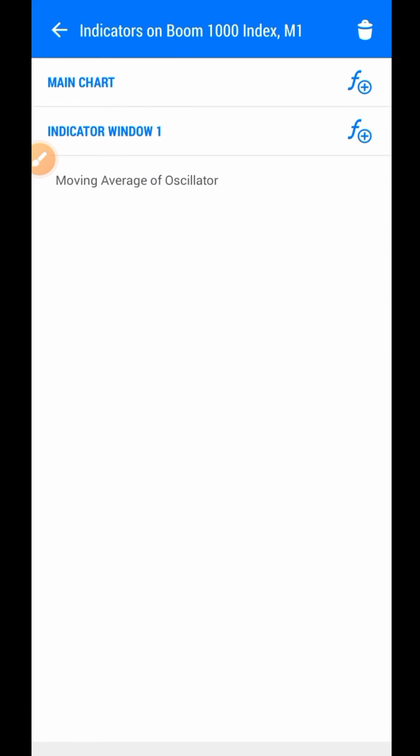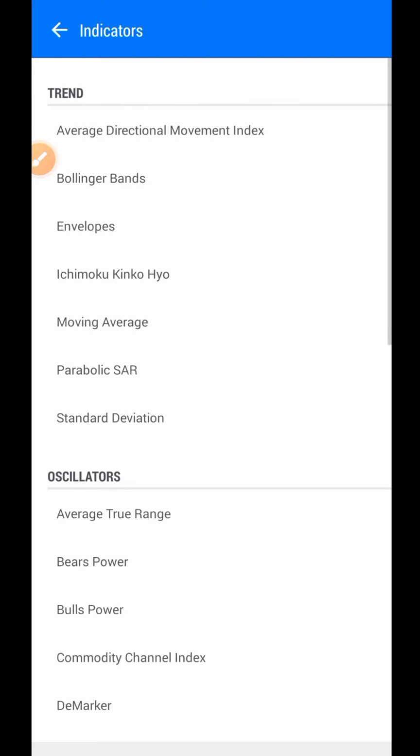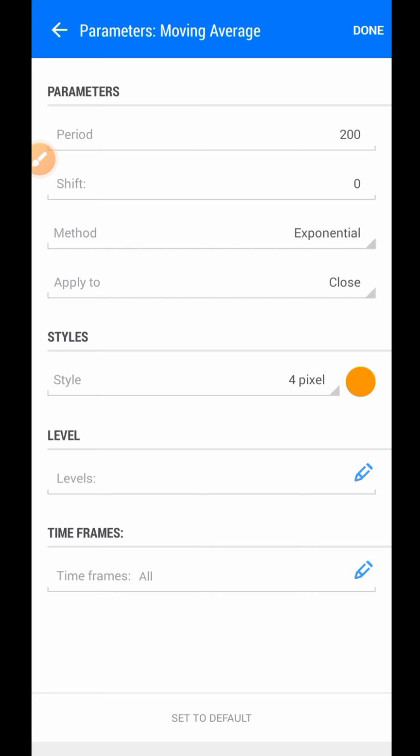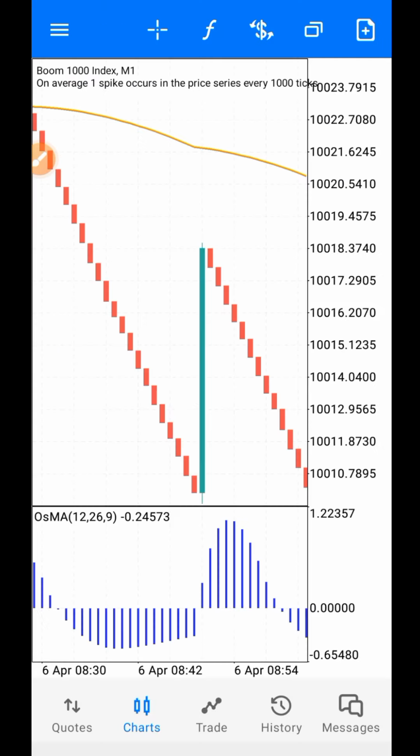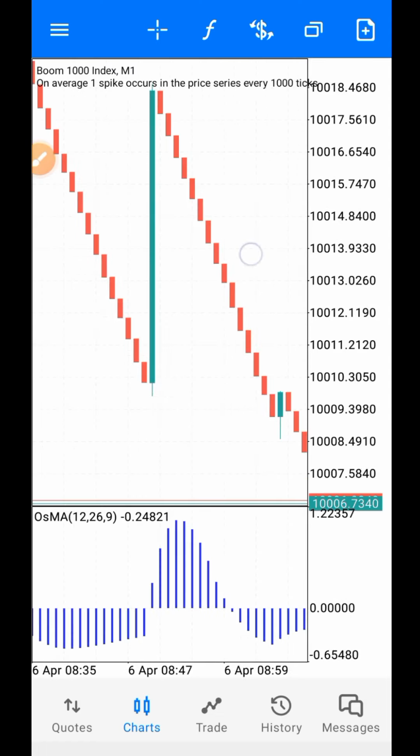So after that, come to the main chart again, click on the F plus, find the moving average, normal moving average this time around, not moving average of oscillator, then the period 200, shift 0, method exponential. So then you can use any pixel of your choice and any color, then click on done. If you do it correctly, you should have something like this on your charts, you understand.